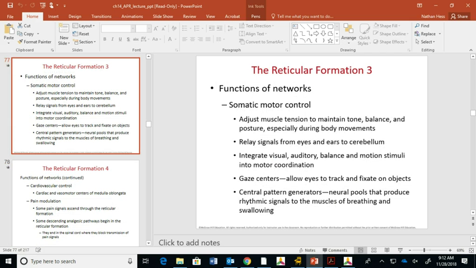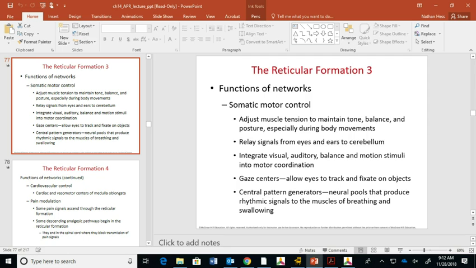You don't have to know this whole list. I broke it down a little bit for you in the study guide, but I want to go through quickly with you all these different kinds of things that this reticular formation does. So the first is somatic motor control. Here are the kinds of things: adjusting muscle tone and balance and posture so that you can actually stand up and not fall over.